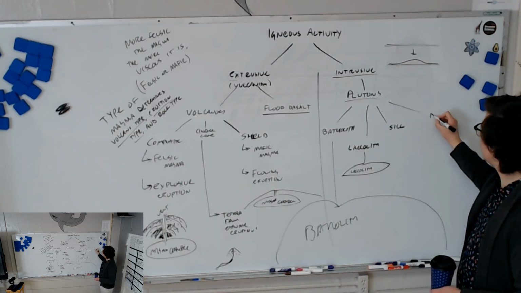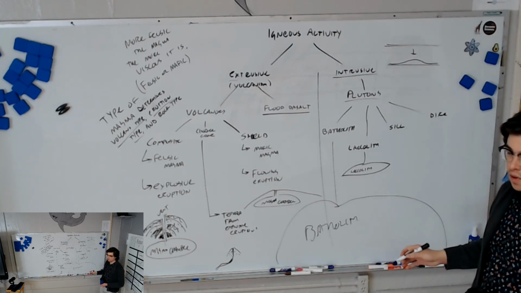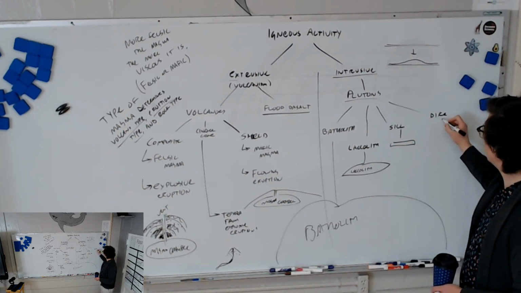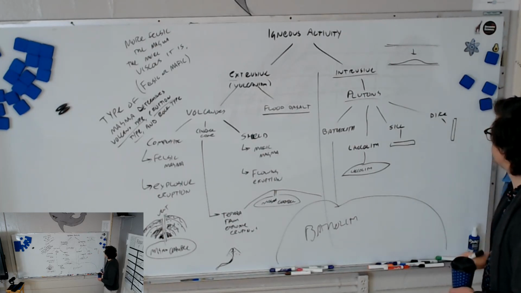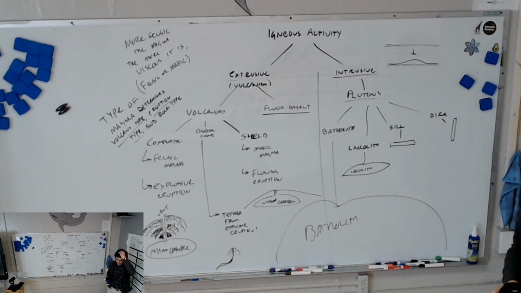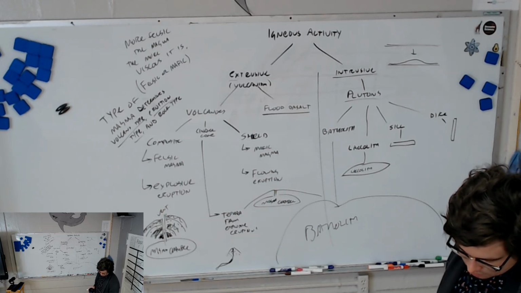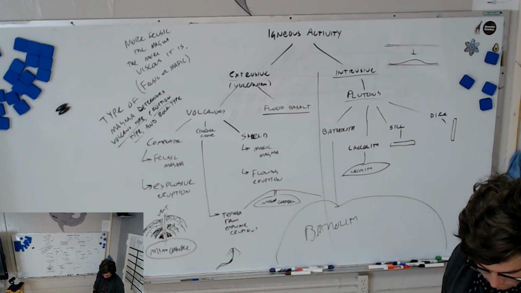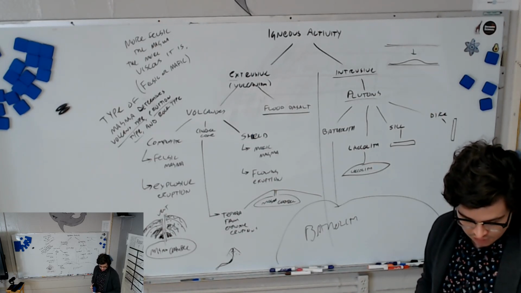Sill and dike are similar. They're both small, except a sill is parallel to the surface, and a dike is perpendicular to the surface. There's some really cool pictures in your book of this.